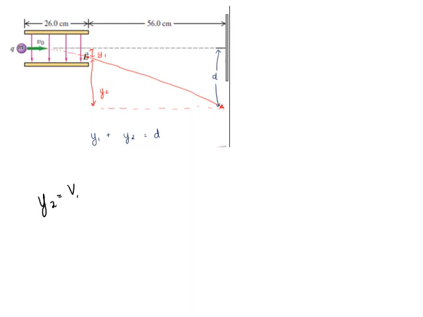y2 equals v0y2, so our initial component of y velocity when it's in the second region, times t2, plus 1/2 times a2 times t2 squared. Right off the bat, a2 is equal to 0. We're told there's no field outside the capacitor, and we're also told to ignore gravity. That makes this entire term 0. Okay, what next? What is our v0y2?